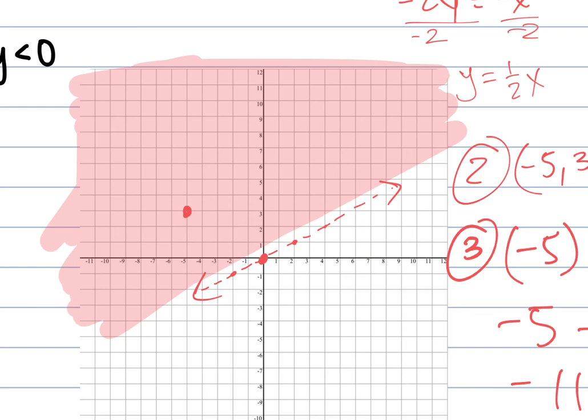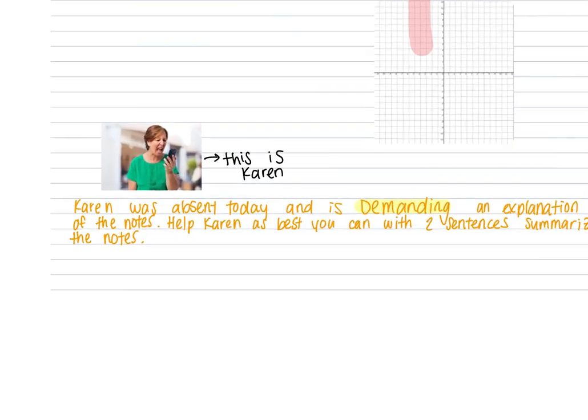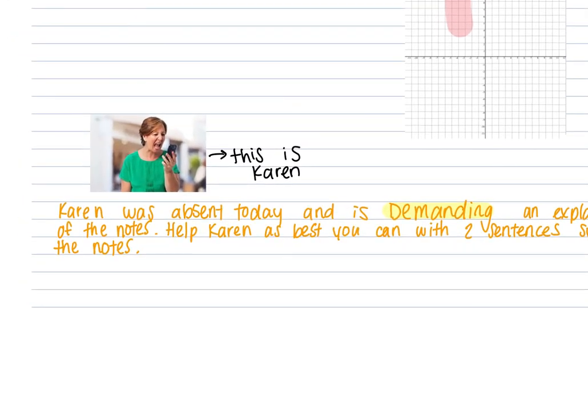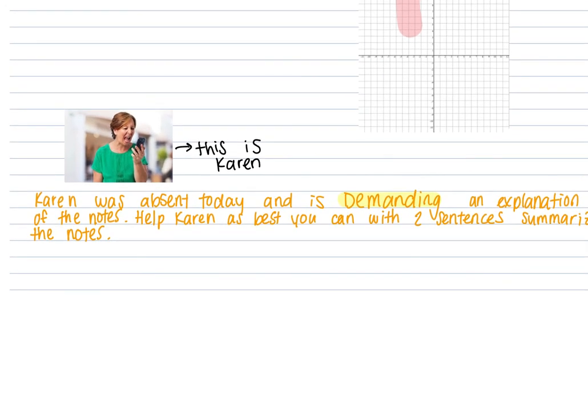All right, guys, go ahead and jump to the bottom where it says this is Karen, okay? So pretend Karen was absent today and is demanding an explanation of the notes. Help Karen as best you can with 2 sentences summarizing the notes. That means no more than 2 sentences, no less than 2 sentences. Go.